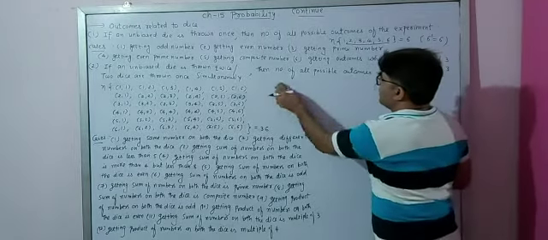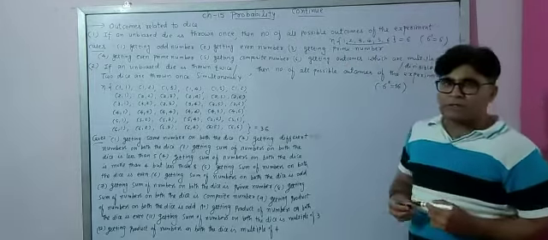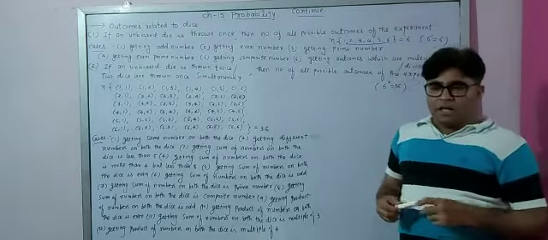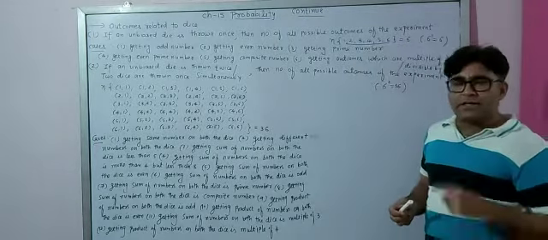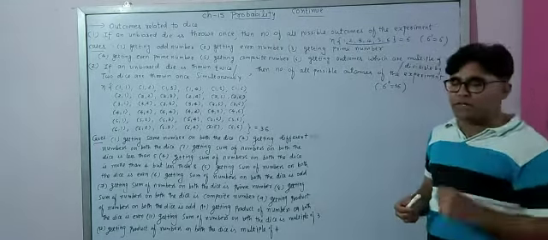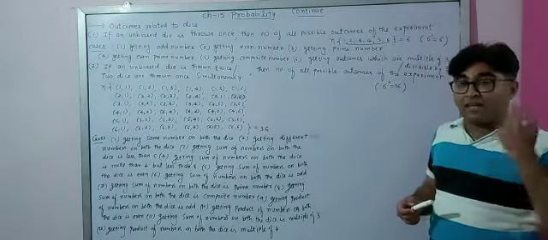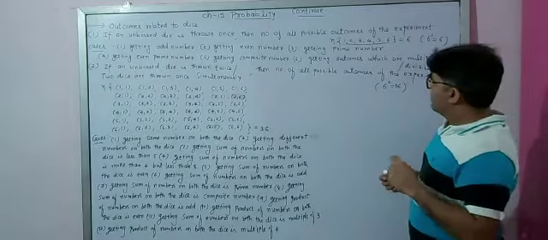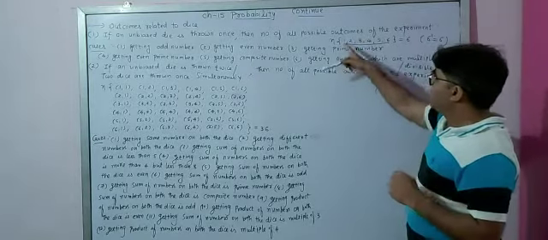Now the third one, getting a prime number. First, what is a prime number? The number which has only 2 factors. It means that it is divisible by only 2 numbers: 1 and itself. One more thing we should keep in mind is that 1 is neither prime nor composite.